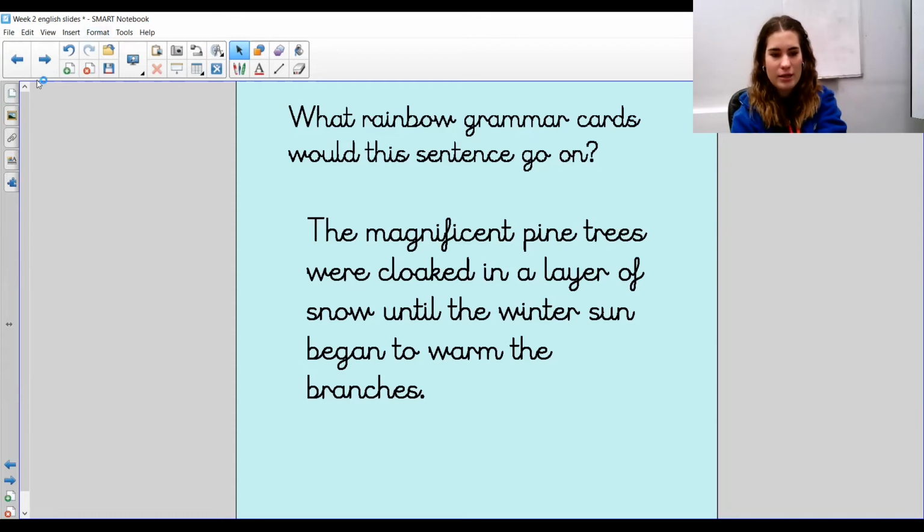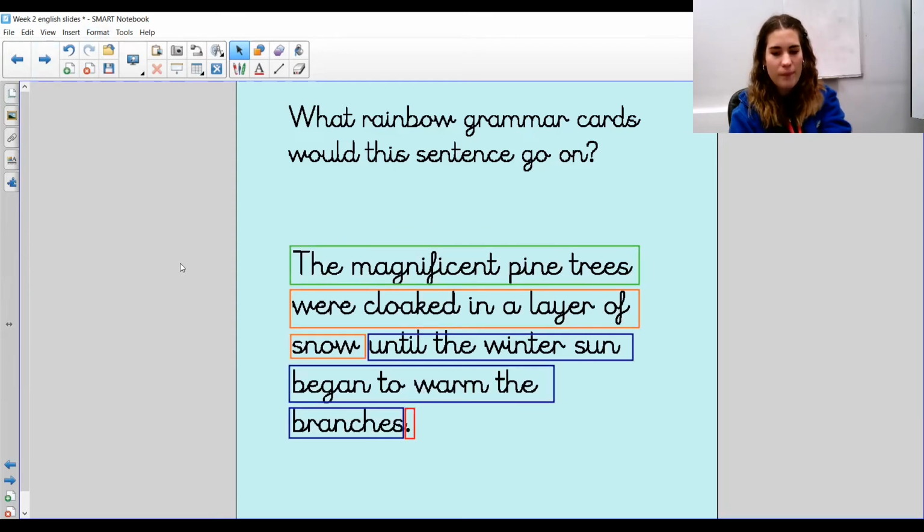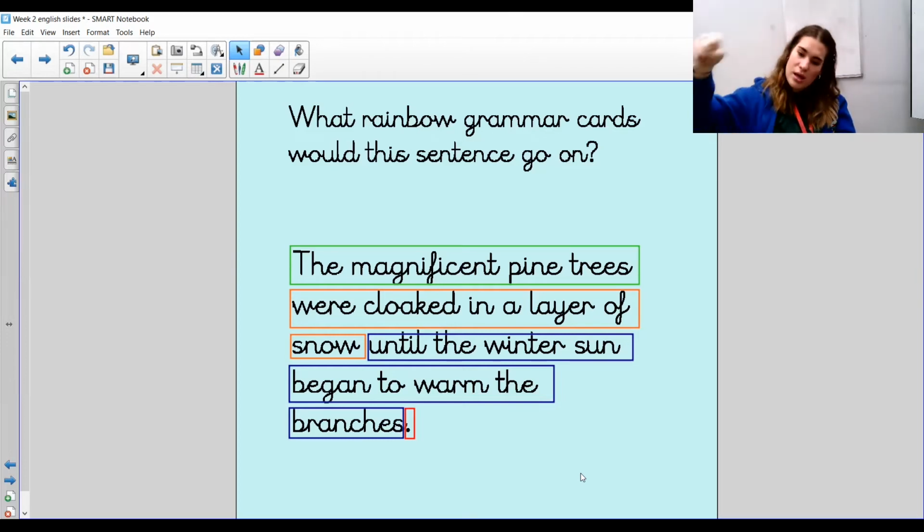Wonderful. Hopefully we've all had a go at that. Let's have a look then. So this sentence is a complex sentence because it has a main clause and a subordinate clause. Okay, I know it's got a subordinate clause because I can see in there my subordinating conjunction. So that subordinating conjunction is introducing my subordinate clause. So I've got magnificent pine trees, which is my subject. Were cloaked in a layer of snow is my predicate. Until the winter sun began to warm its branches is my subordinate clause. And I've got my full stop, stopping my sentence there at the end.